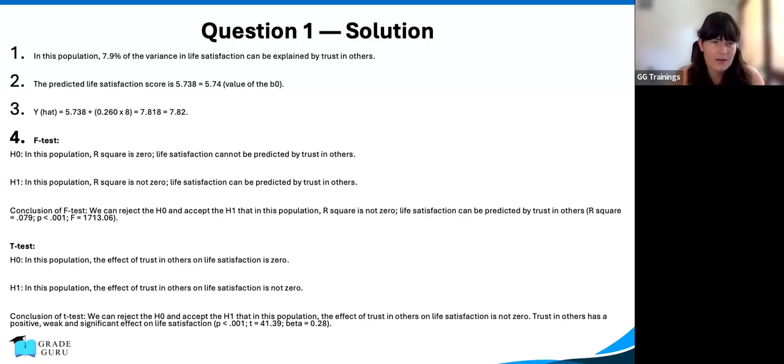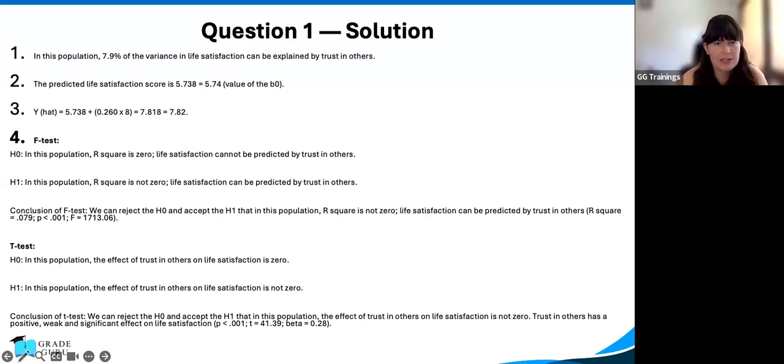Okay, your F-test hypotheses should be: in this population, R-square is 0, life satisfaction cannot be predicted by trust in others, and the non-directional version of the H1. And your conclusion of the F-test: we can reject the H0 and accept the H1, that in this population, R-square is not 0. Life satisfaction can be predicted by trust in others. The R-square is 0.079, P is less than 0.001, and F is 1713.06.